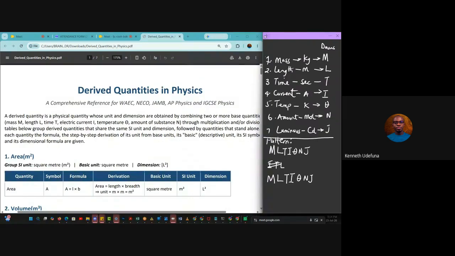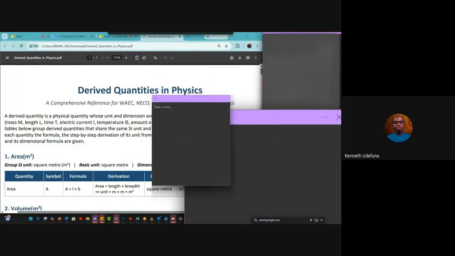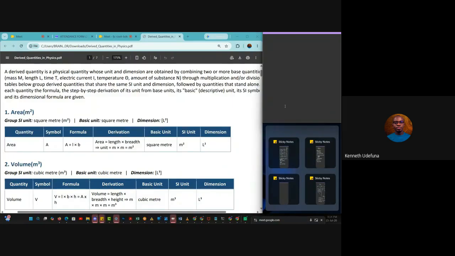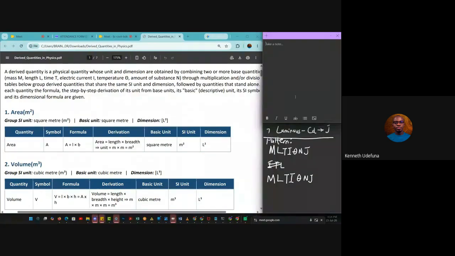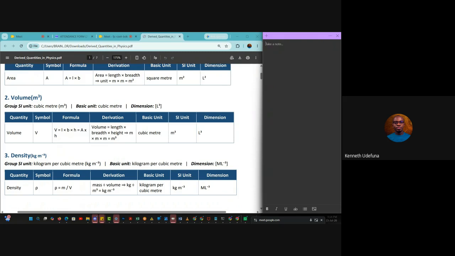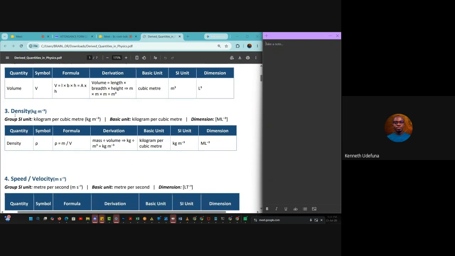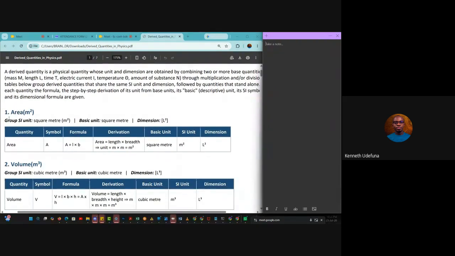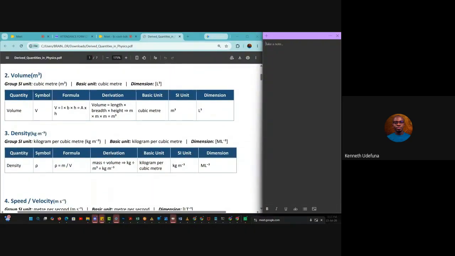Okay, so let's look at these derived quantities. What are the derived quantities that we have here? From the materials that I have here, the first one is area. The second is volume. The third is density. This area has an SI unit of meter squared. Then the next one is volume. Volume has an SI unit of meter cube.